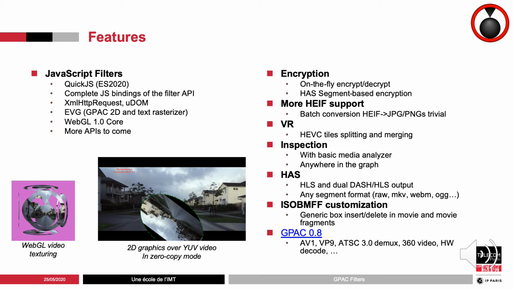We added support for more tools on encryption, whole-file encryption and segment-based encryption. We have dual HLS and DASH output using any segment format, and tools for VR, especially in HEVC, motion constrained tiling, splitting and merging, and all the tools that we had in GPAC 0.8, so AV1, VP9, ATSC3, and so on.